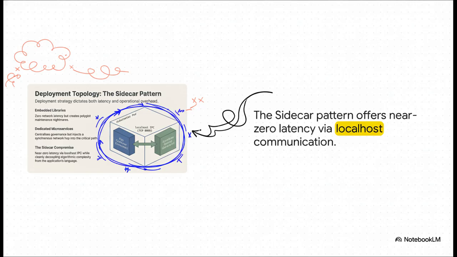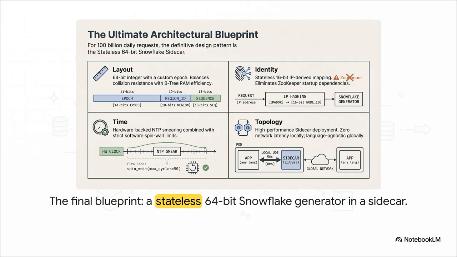They talk to each other over localhost, which is blazingly fast. So you get the speed of an embedded library, but the operational freedom of a separate service. It is literally the best of both worlds. And here it is. This is where it all comes together. This is our ultimate architectural blueprint for a system that can handle a billion-scale traffic.